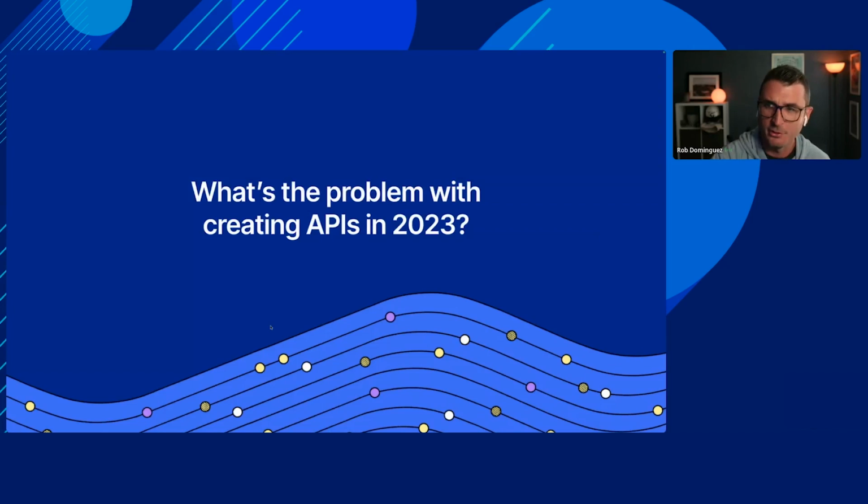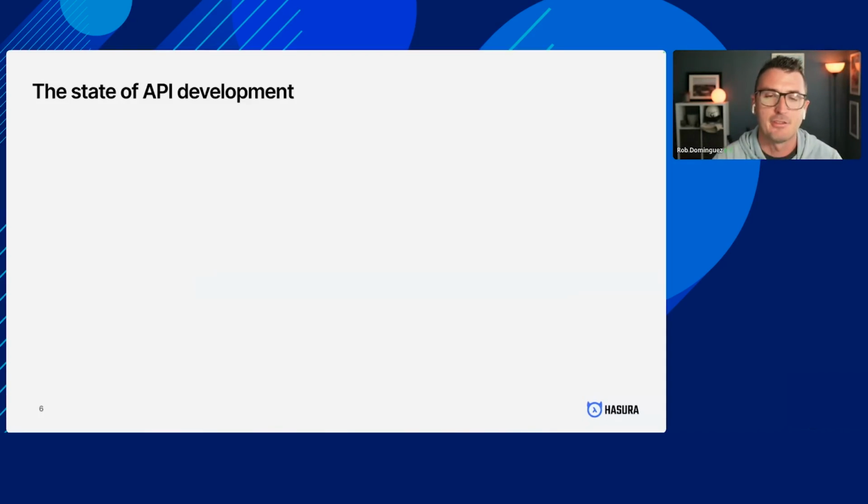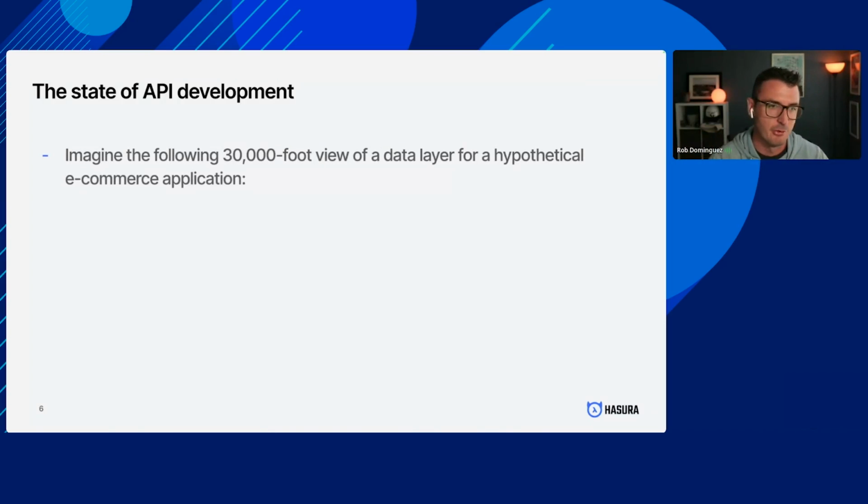So let's go ahead and dive in and talk specifically about what the problems are with creating APIs in 2023. I think it's helpful to have a mental model in place and start to think of things from a hypothetical sense. So we're going to imagine this 30,000 foot or 10,000 meter view of the data layer for what would be a pretty typical e-commerce application.